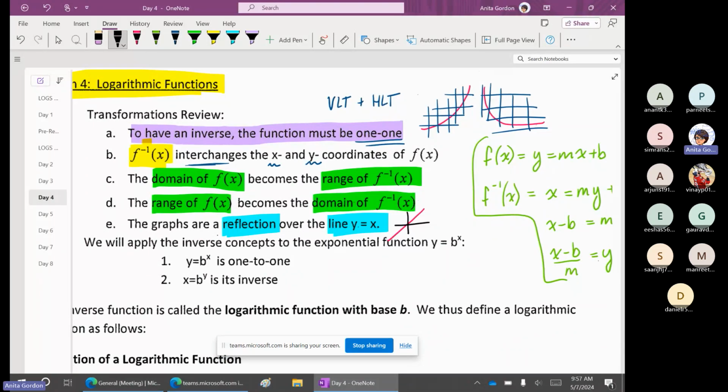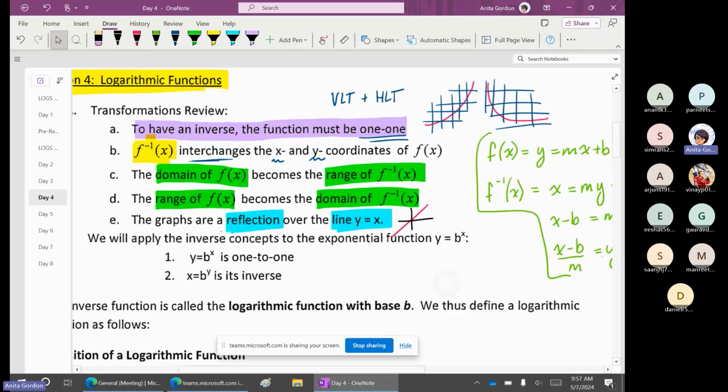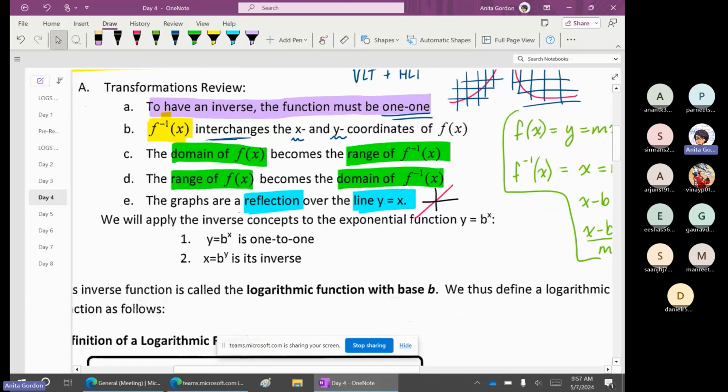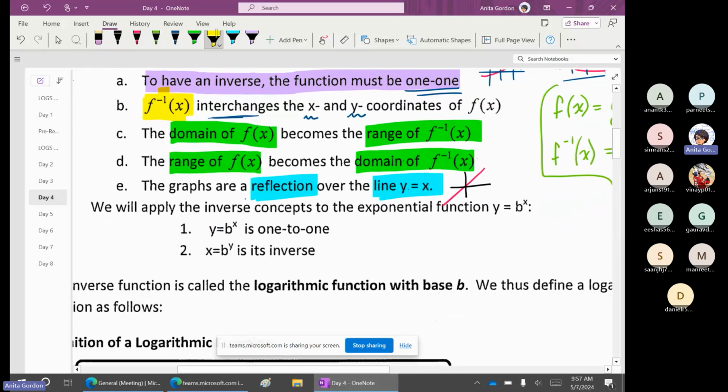So rather than a reflection around y, which is backwards, or around x, which is upside down, we're folding it over the diagonal, flipping it over the diagonal. Okay, so what does that look like when we are working with exponential functions? We learned in lesson 2 and 3 that this is an exponential function. y equals a base that is a number raised to the power x.